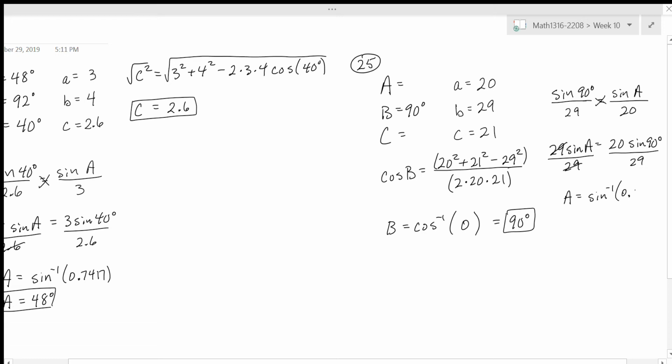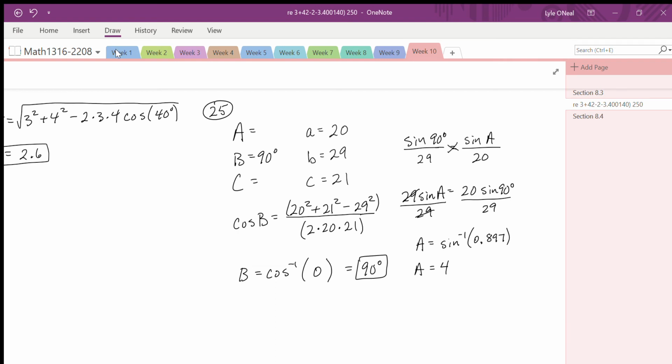Zero point what? 897? And what is the inverse sine of 0.897? To the nearest whole number. I heard two different numbers. I got 44. 44 or 46? For your point 897, I got 0.6897. Oh, 0.6897. Yeah. Okay, well, I wrote it down wrong then. 0.6897.